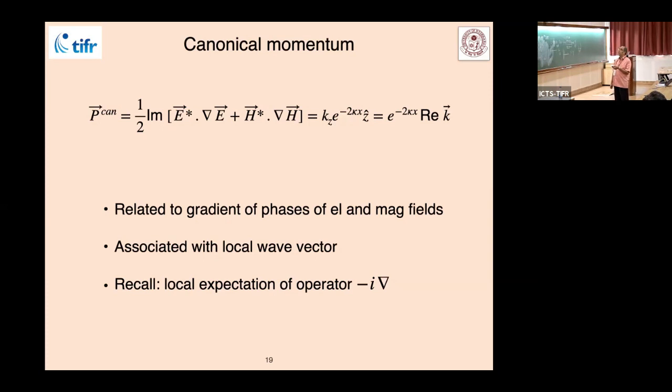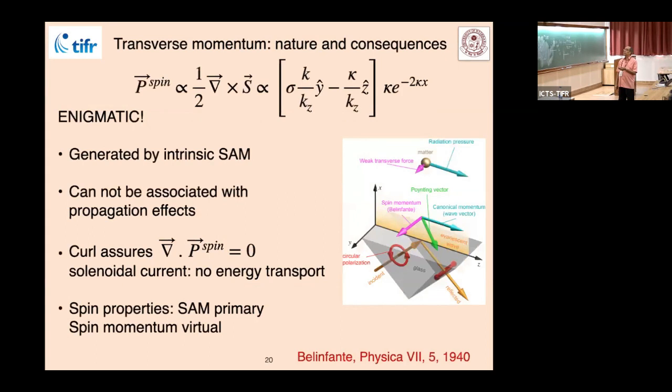You'll be writing it like this, okay? You can write it going along this positive k direction. The real part of k will decide what the canonical momentum will be. So of course, this is related to the gradient of phases of electric and magnetic field, that is clear. It's all related to the Del operator, so it is a gradient associated with the local wave vector, because you remember that is the local expectation value of the momentum operator. So it's very easy to understand the origin and the interpretation of this term. But things are not that simple in the case of the spin momentum.